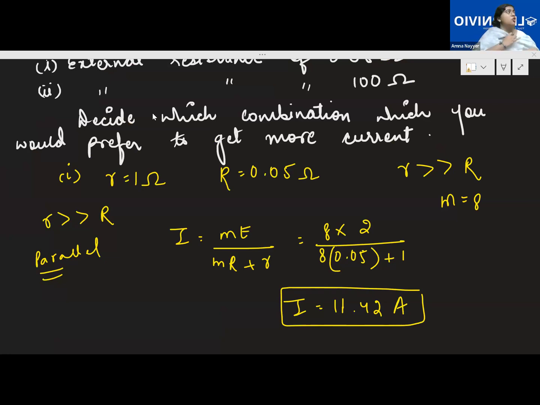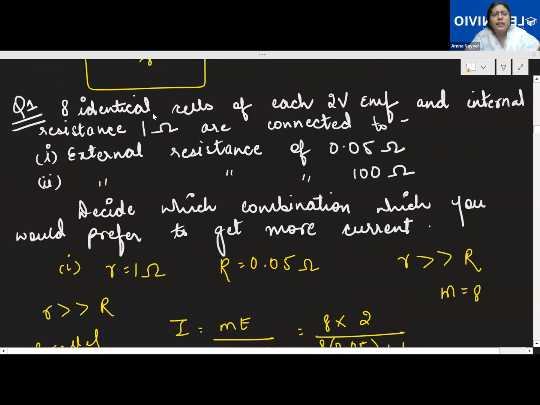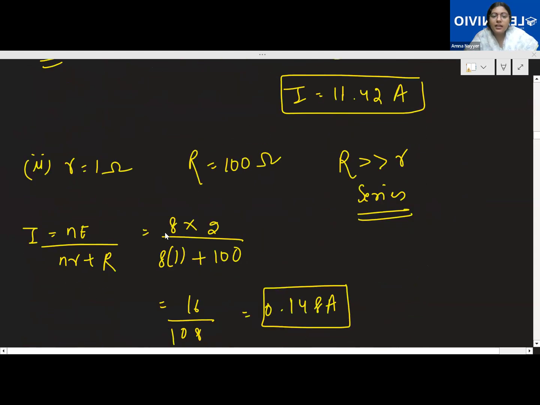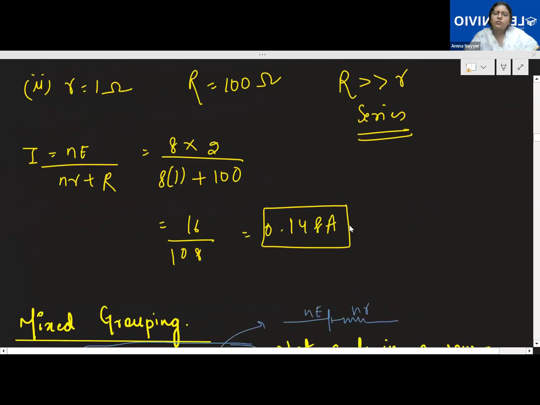Getting my point? So here I is equal to ME by MR plus R. You put the values, you can calculate later. Identical cells are there, so M will be equal to 8 in this case. Second is 100 ohm and 1 ohm, so obviously you will prefer the series combination, right? So this is the solution to it.